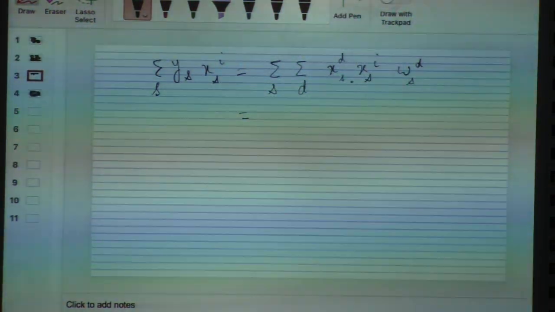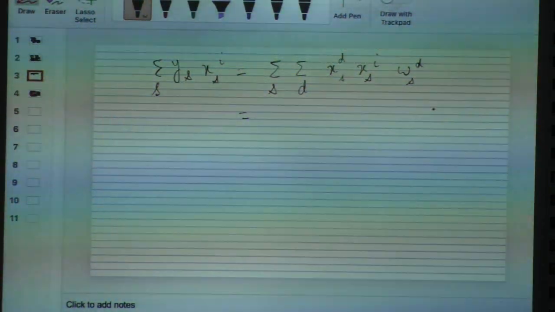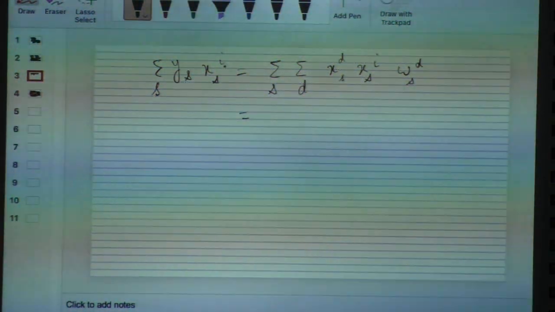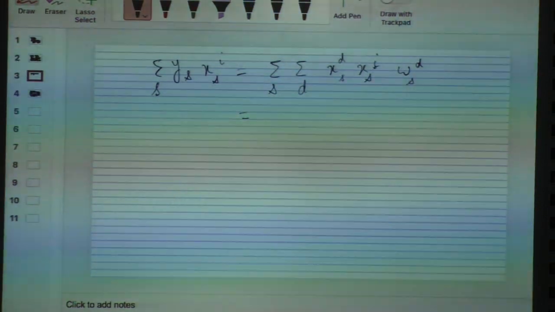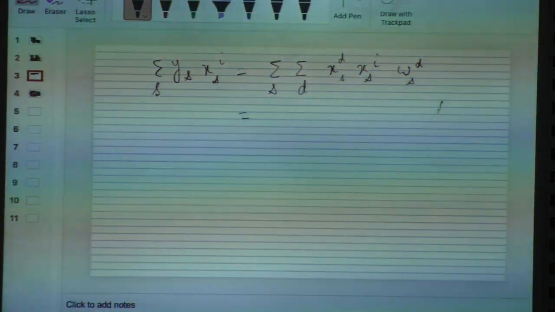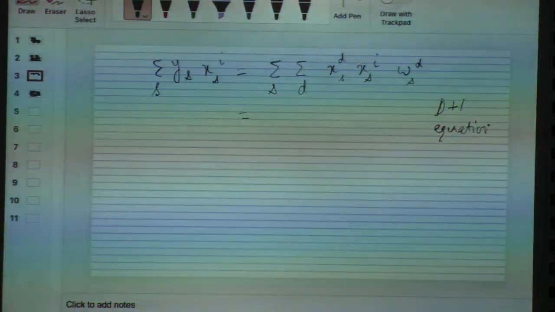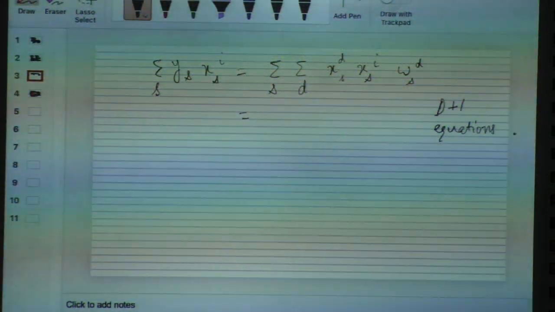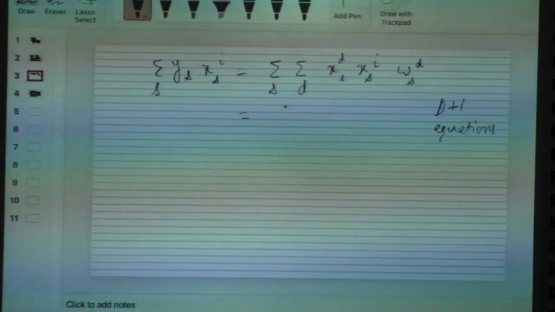Can I now, okay, let me try to write it in the matrix form now. So basically this is a linear equation. How many equations are there? I is equal to 0 to D, so I get D plus 1 equations. Correct? And I can solve them. If I write them in the form of matrices, I get something like this.